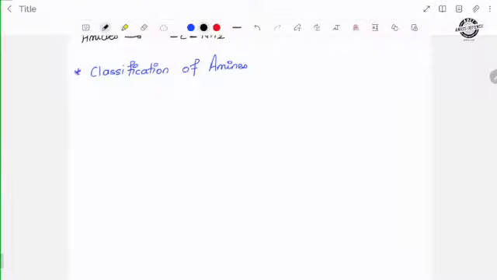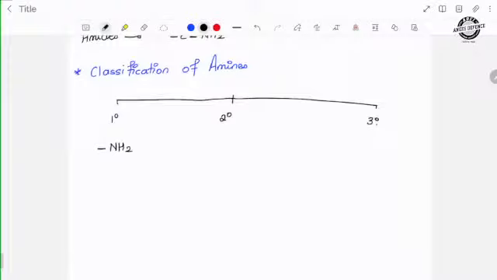Amines are classified into three categories: primary, secondary, and tertiary amine. So we can say 1 degree, 2 degree, and 3 degree. In primary amine, the nitrogen will be having two hydrogens.